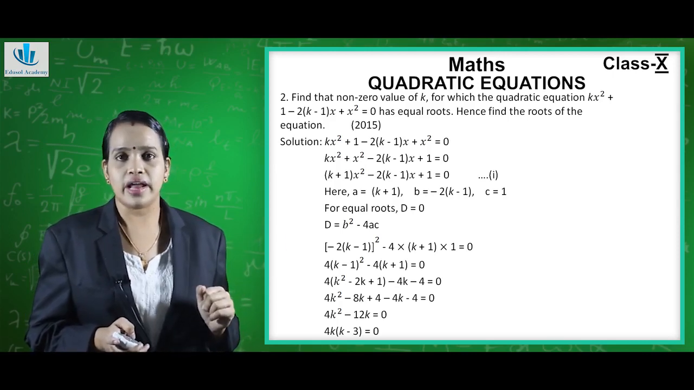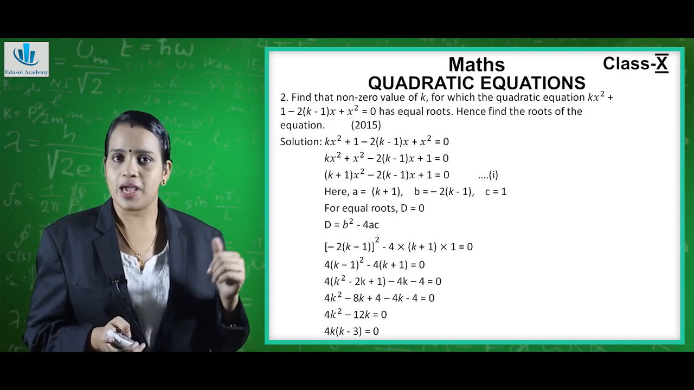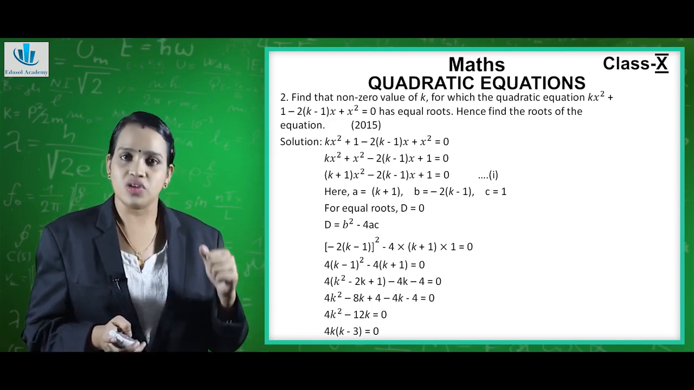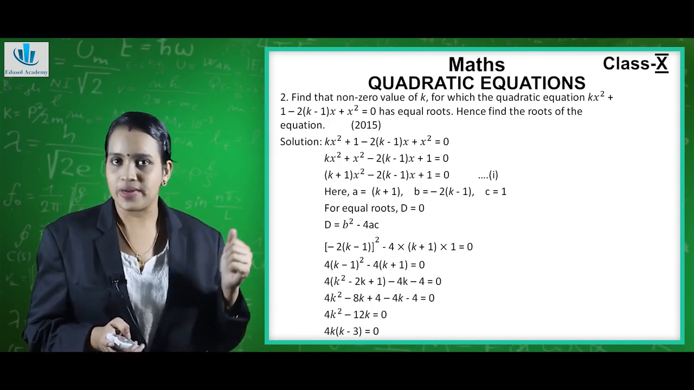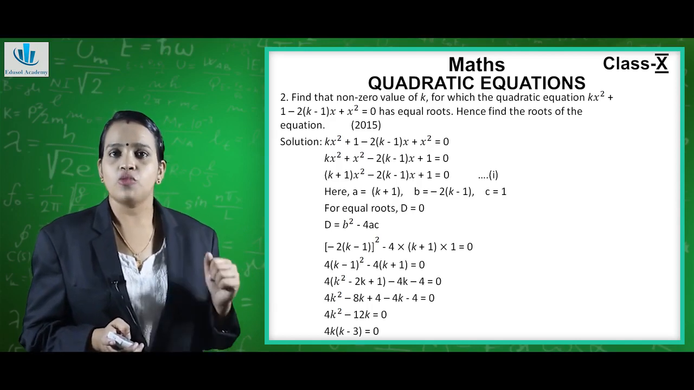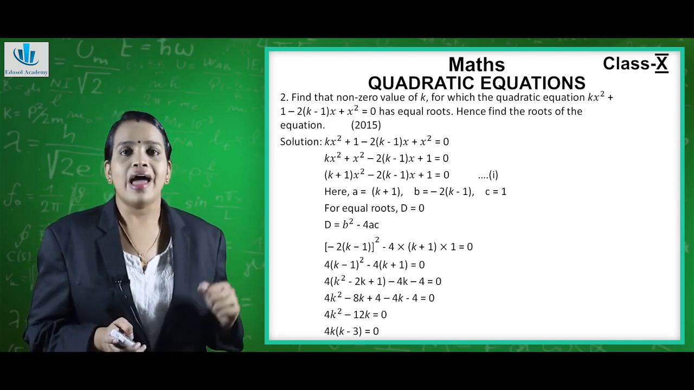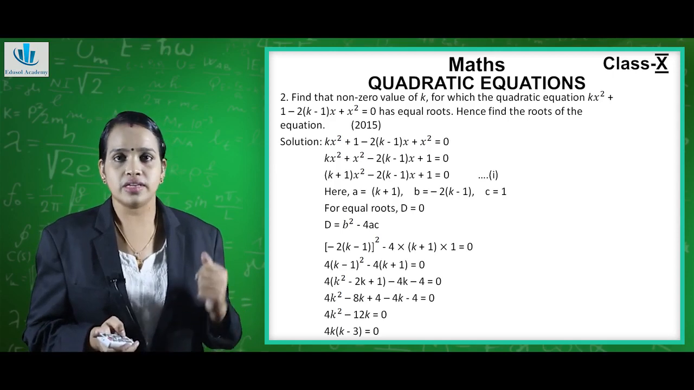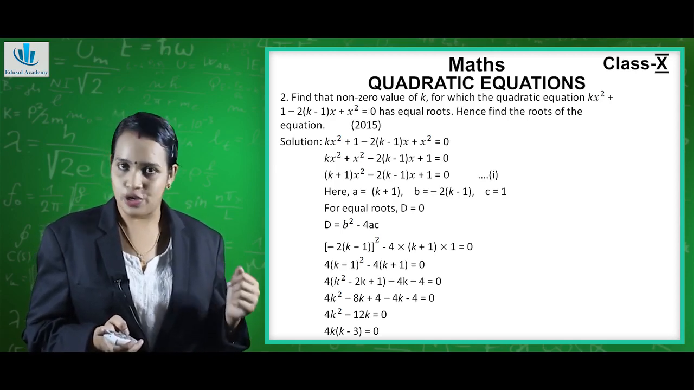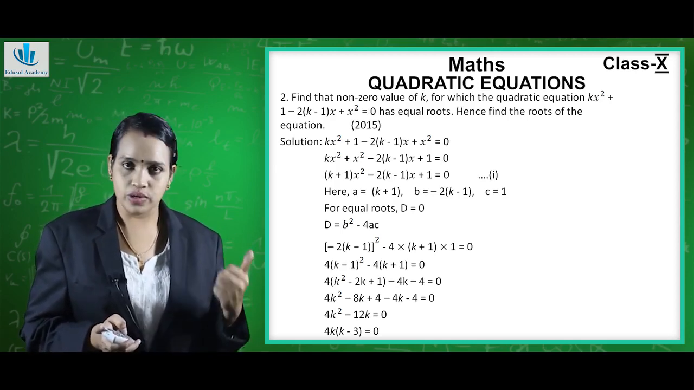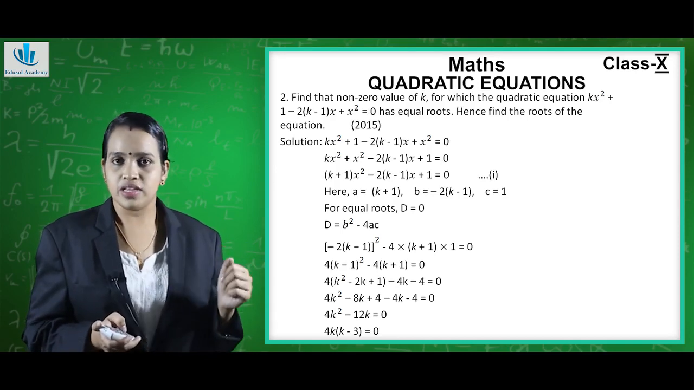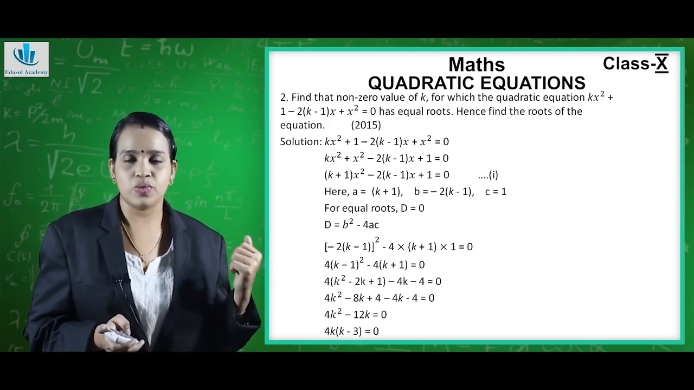Here you can take the values of a, b and c from the equation. So our a will be equal to k plus 1, b will be equal to minus 2 into (k minus 1) and c is equal to 1. It is said that the equation has an equal root, so that means D is equal to 0. Our D is b raised to 2 minus 4ac, it is also equal to 0.